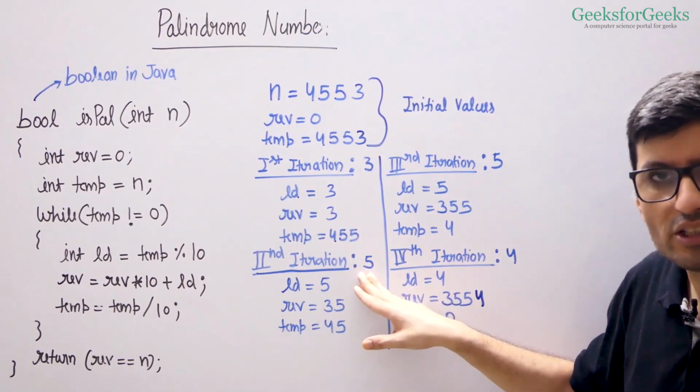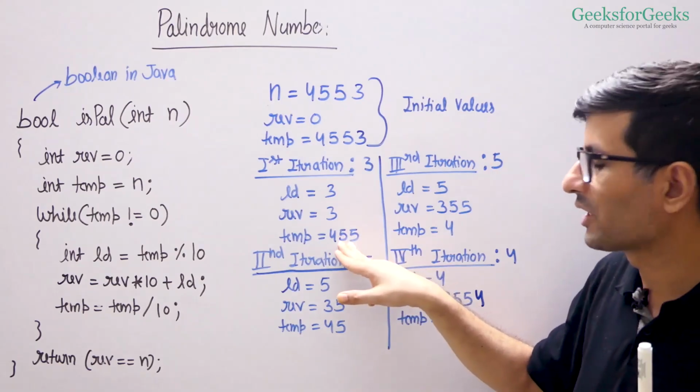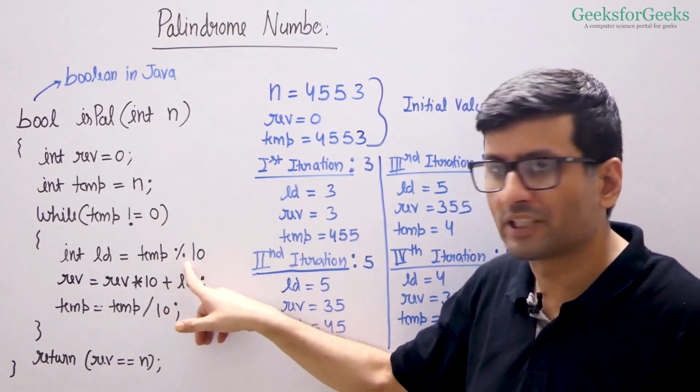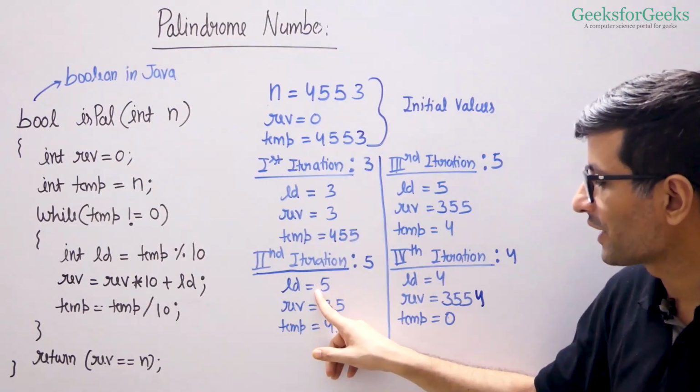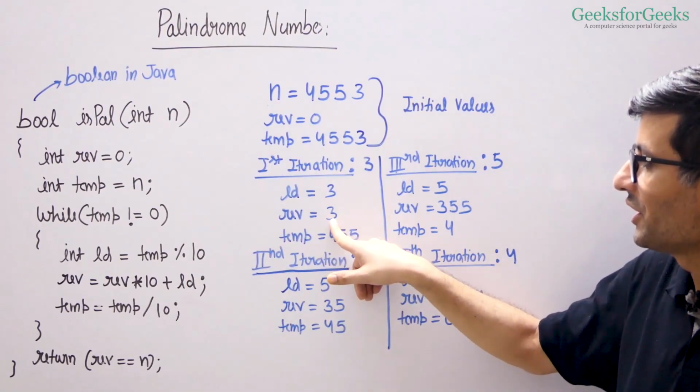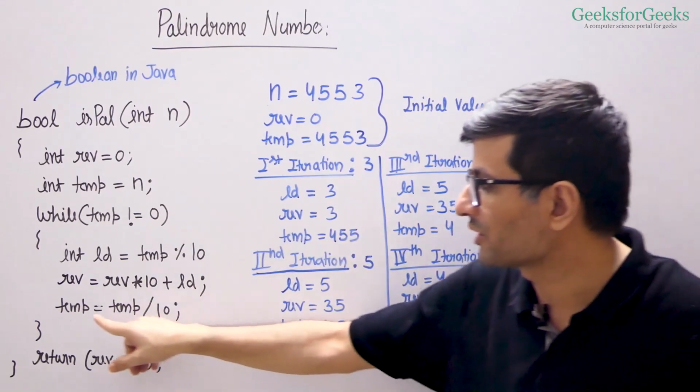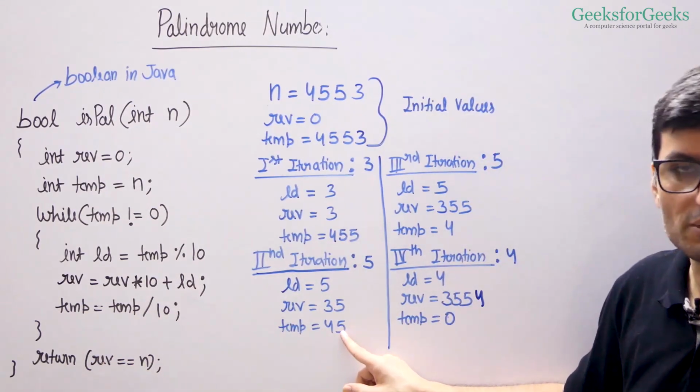In the second iteration, we do the same thing. Our temp is now 455. We get the last digit by doing temp %10. We get the last digit as 5. Then we update the reverse as 3 into 10 plus 5, 35. And then we remove the last digit by doing this operation. So our temp now becomes 45.